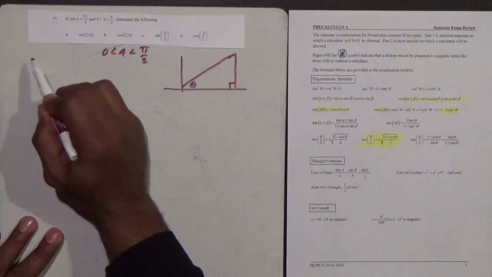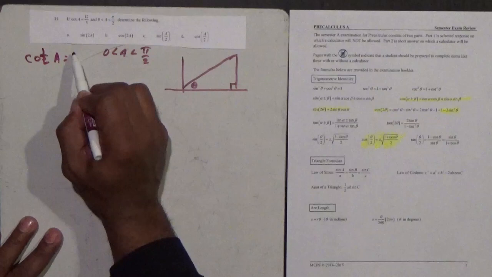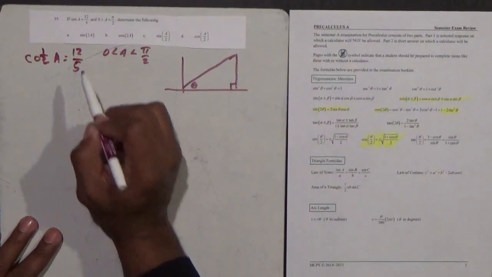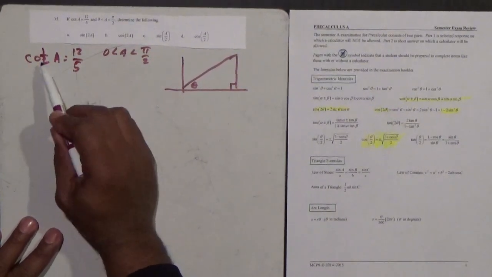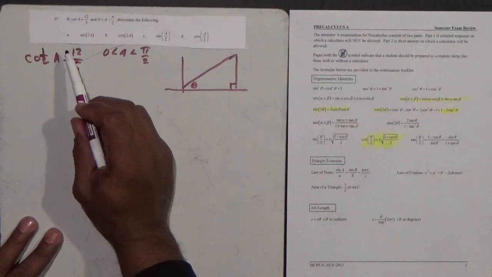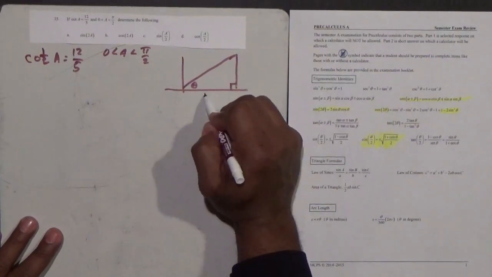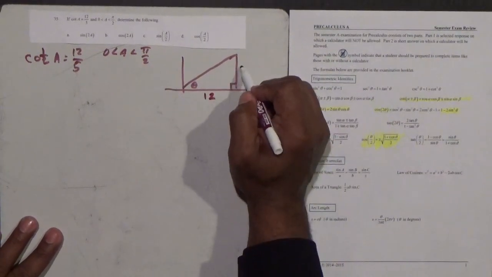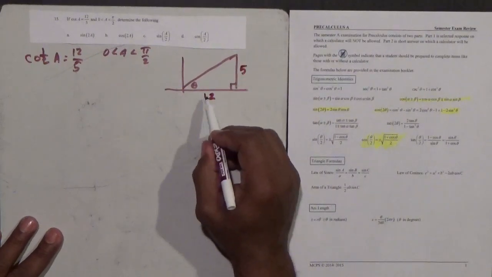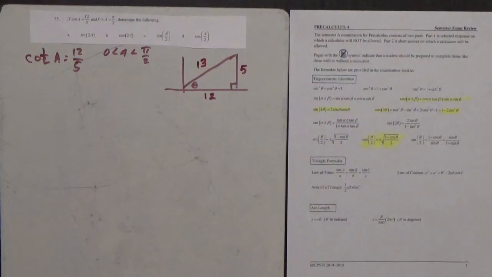Now, they tell us that cotangent A is equal to 12 over 5. Now, you can think of it this way: if tangent is opposite over adjacent, then cotangent is adjacent 12 over opposite 5, and then we have a 5, 12, 13 triangle. It's good to know your Pythagorean triples, at least a few of them. 3, 4, 5 and 5, 12, 13 are the ones that are used the most.